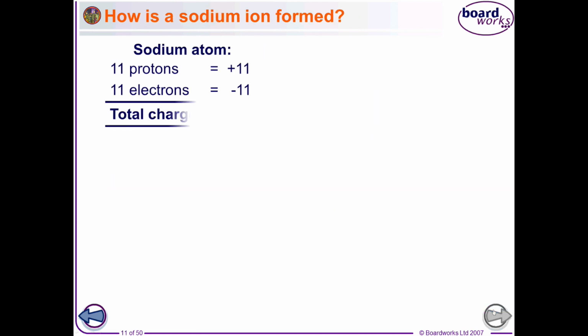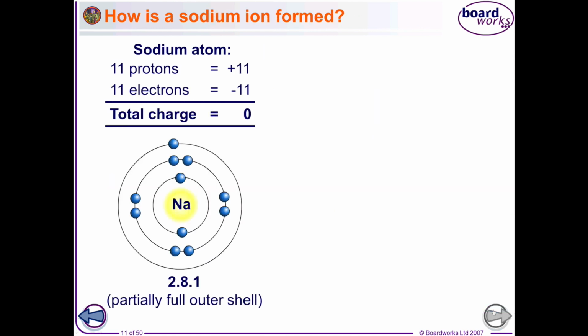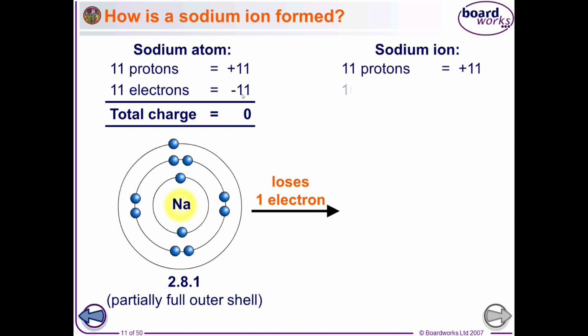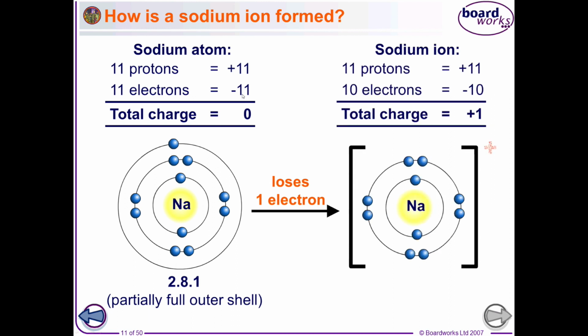Right, now looking in more detail at some of these, here we've got a sodium atom. Now its configuration is 2,8,1. Now if we look at that, we can see that its best way to get a full outer shell is to lose that outer 1 electron. So at the moment it's got 11 protons and 11 electrons. However, when it loses its 1 electron, it's still got 11 protons, but now it's only got 10 electrons, so it's got a charge of +1.